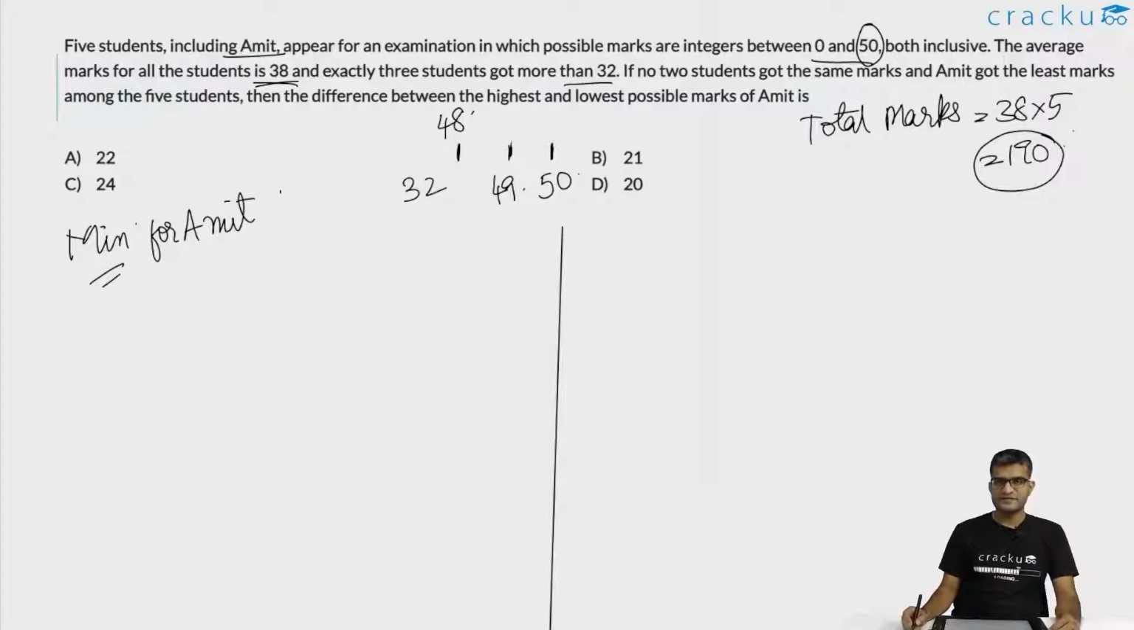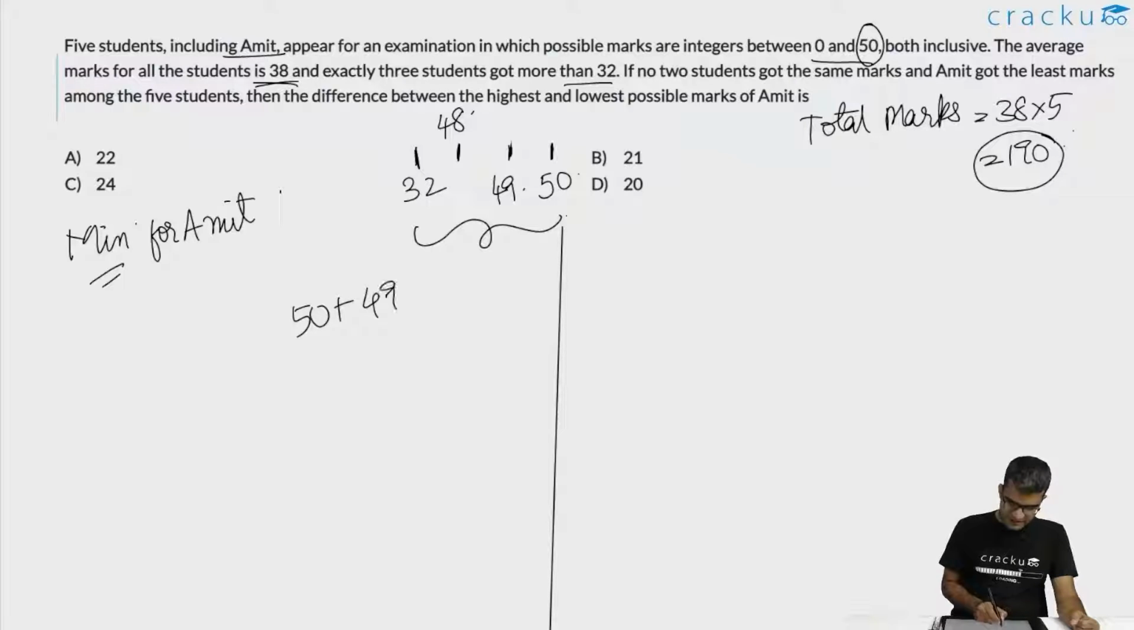Now the fourth highest, because only 3 people scored more than 32, this guy will score exactly 32, the fourth highest, because there is also a condition that only 3 people scored more than 32. Now what is the maximum possible sum of these 4 scores? That will be 50 plus 49 plus 48 plus 32.